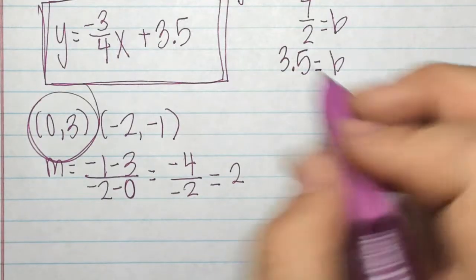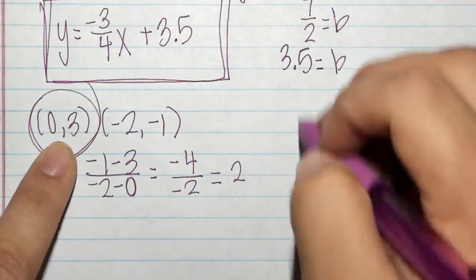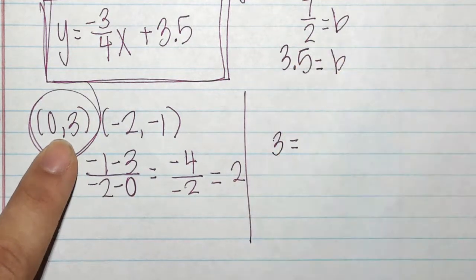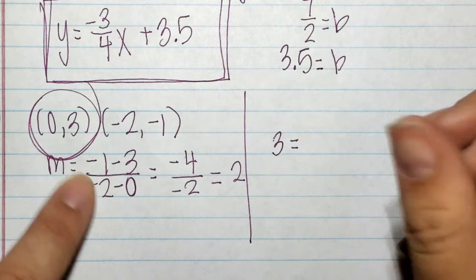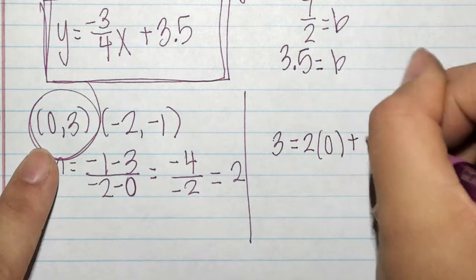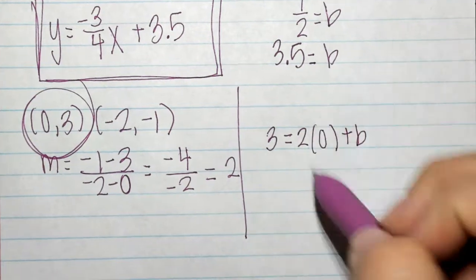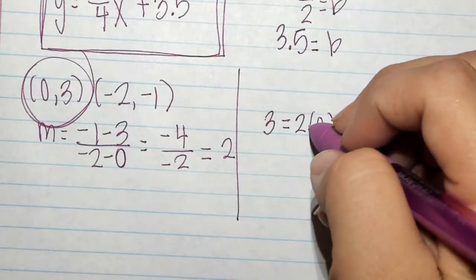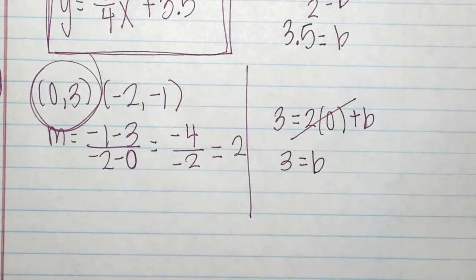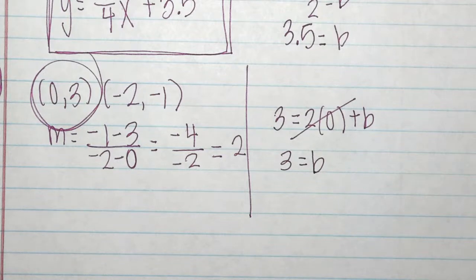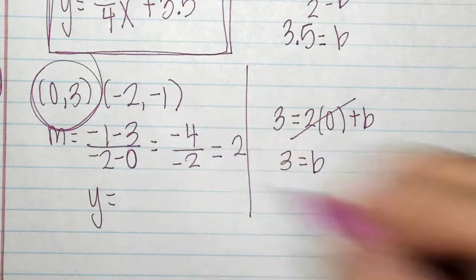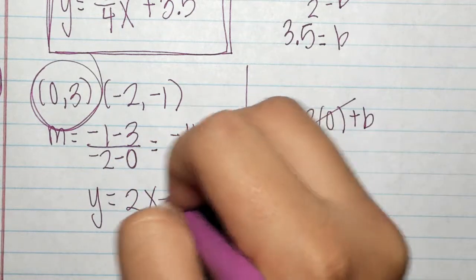So, thank you. So what's your y for this one? Okay, so y equals slope x plus b. Why do you think I always use the one that has 0? It's easier. Cancels out. So b equals 3. Now you have your b and you have your slope. So your answer is y equals 2x plus 3.